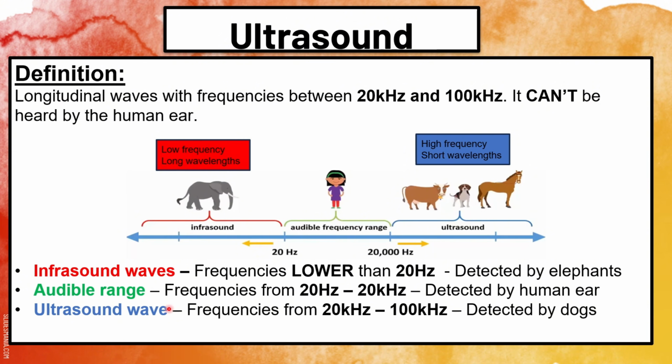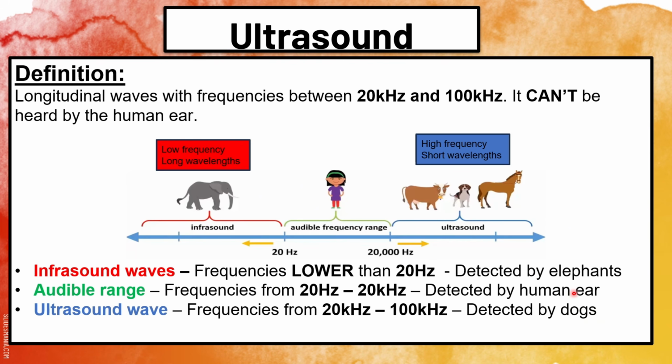And then the other type of sound wave that we get is ultrasound waves. These waves have frequencies between 20 kilohertz and 100 kilohertz, and these sound waves cannot be detected by the human ear because the frequencies are too high, but these frequencies can be detected by some animals, for example, dogs.